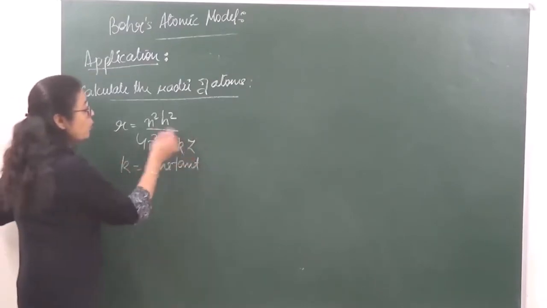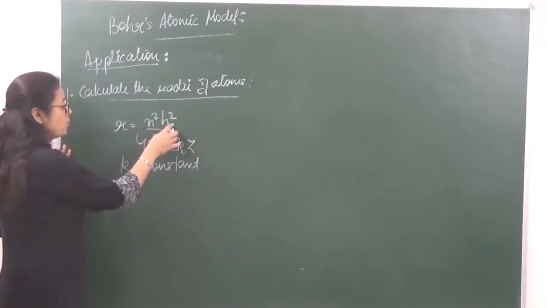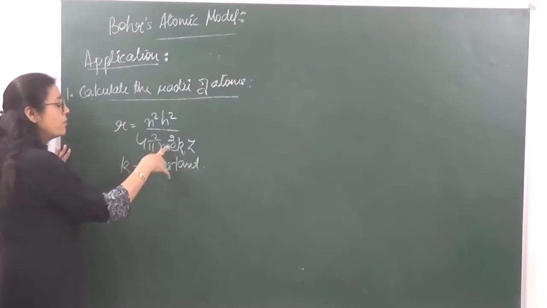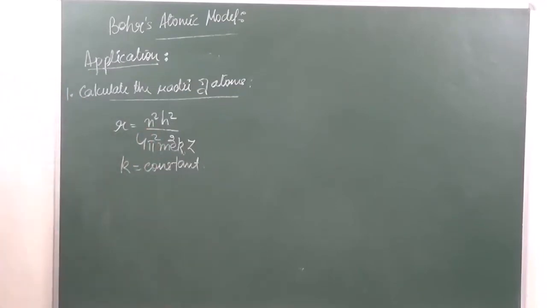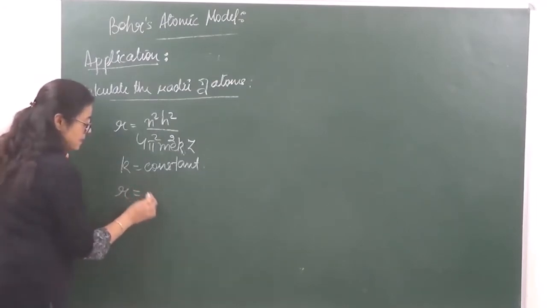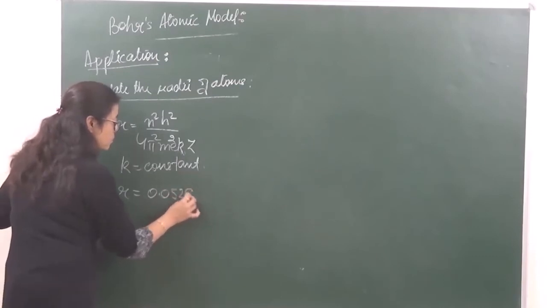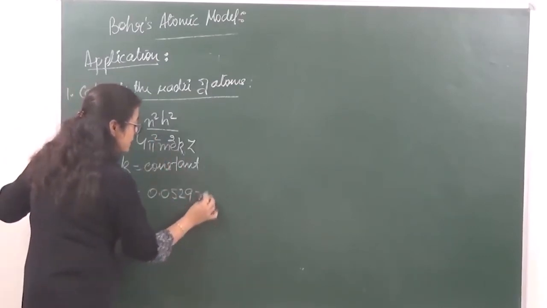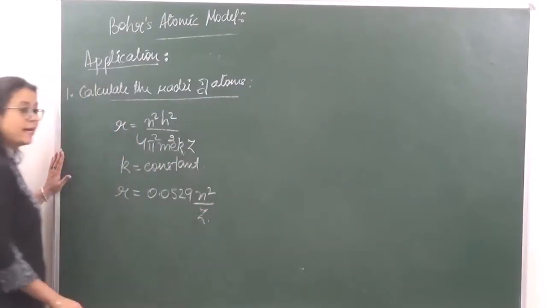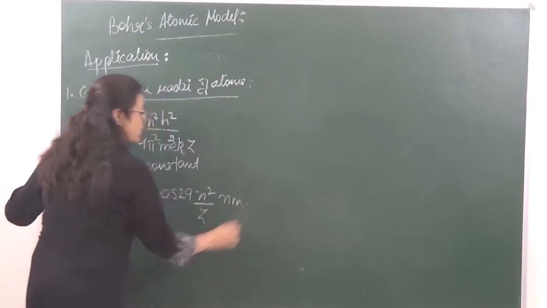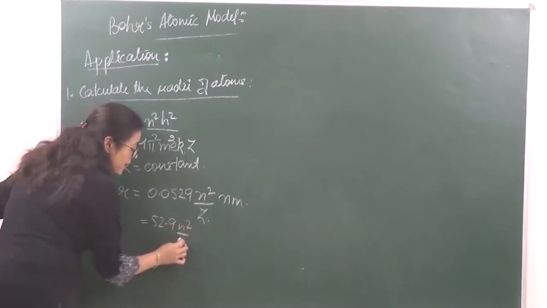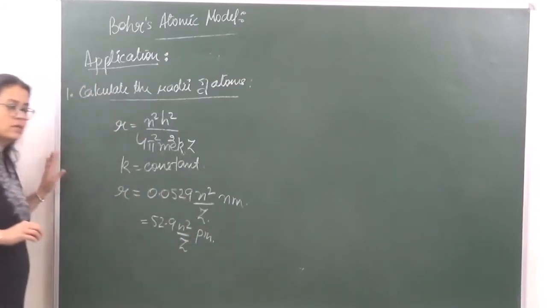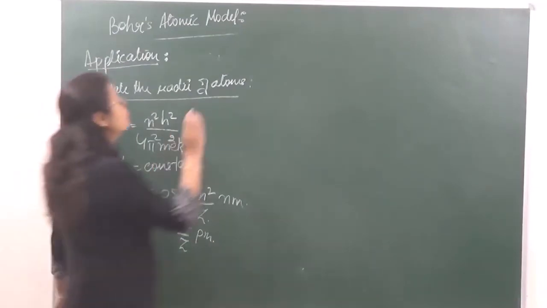Now over here, basically all these values, that is when we are talking of h, pi, m, e, and k, all these are constants. By putting the values of all this, it was seen that the value of r was coming to 0.0529 n square upon z nanometers, or 52.9 n square upon z picometers.